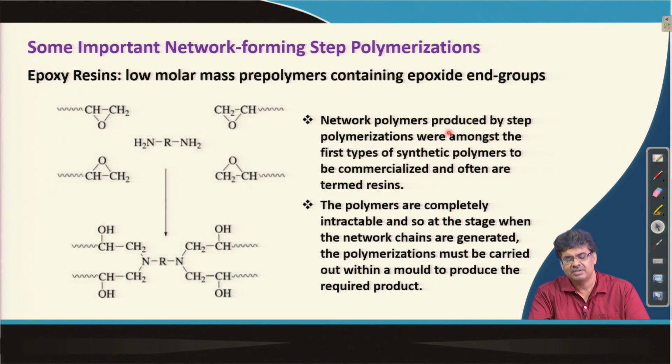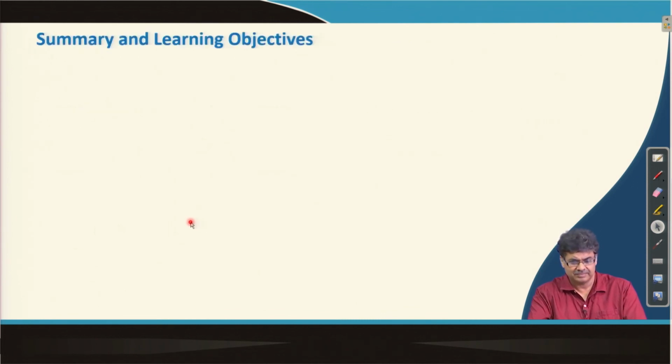Network polymers made by step polymerization were among the first types of synthetic polymers to be commercialized and are often termed resins, and the polymers are completely intractable. So, at the stage when network chains are generated, the polymerization must be carried out within a mold to produce the final product. So, the final cross linking reaction with the pre-polymer must be carried out within the mold, so that it gives you the final product.